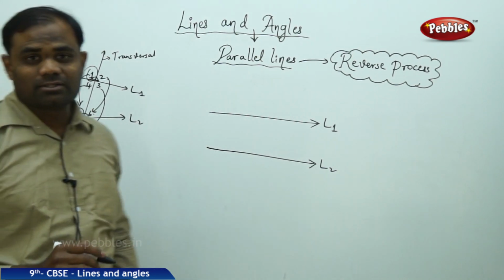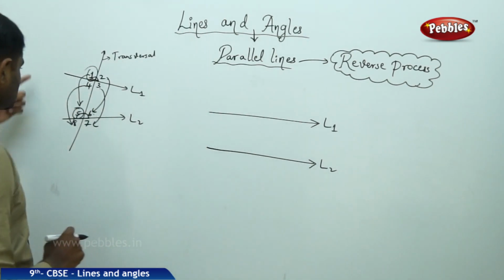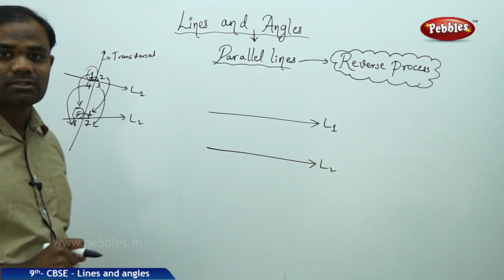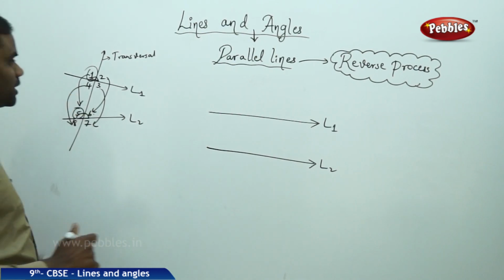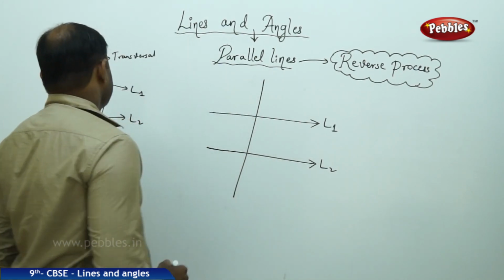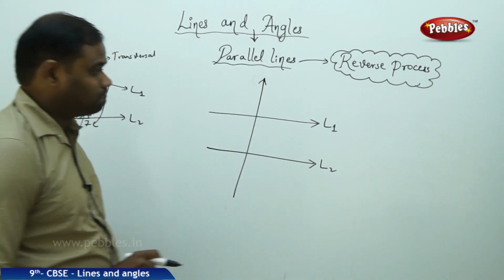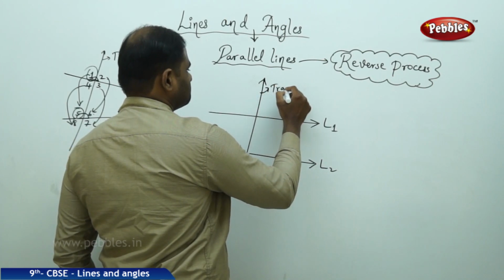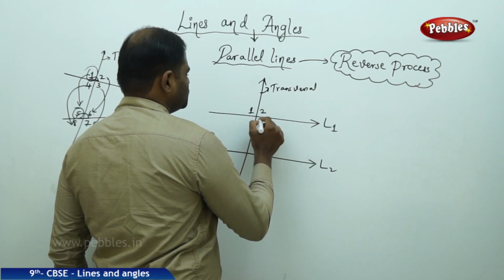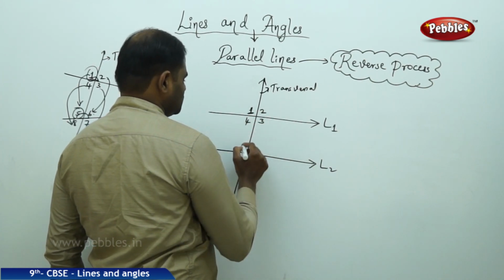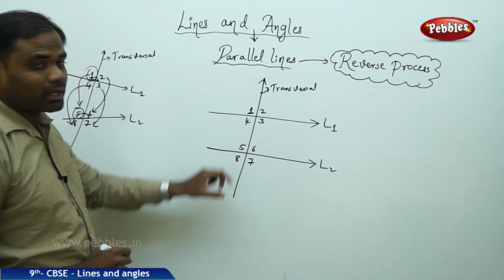Then let's see if the angles are equal. If the angles are not equal, then we can say that if the lines are not parallel, their corresponding angles are not equal. If the corresponding angles are equal, then let's take the case where the corresponding angles are equal. So here 1, 2, 3 and 4, 5, 6, 7 and 8. So let's take the case where the corresponding angles are equal.